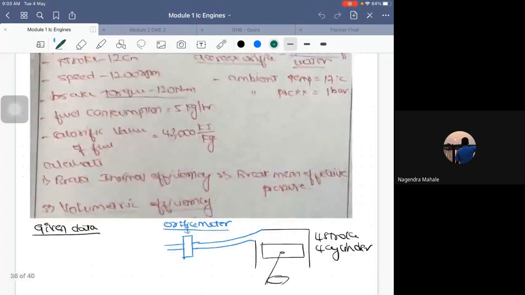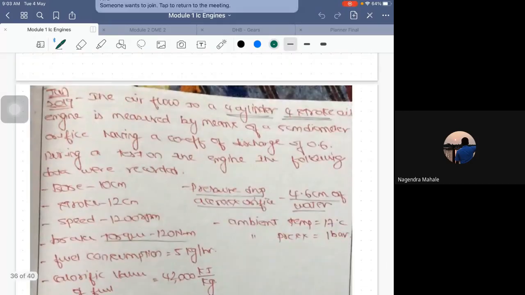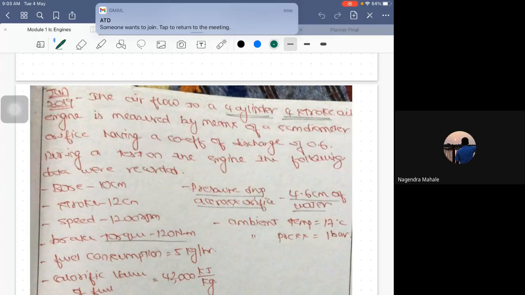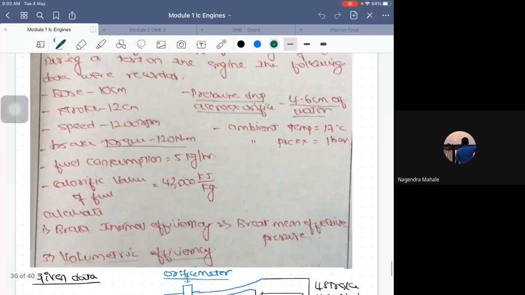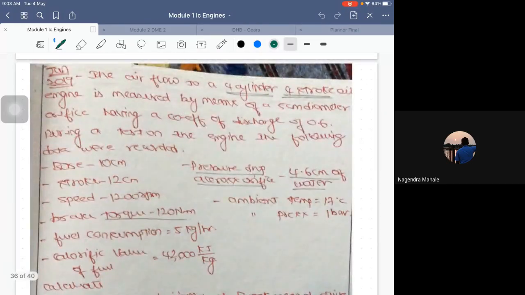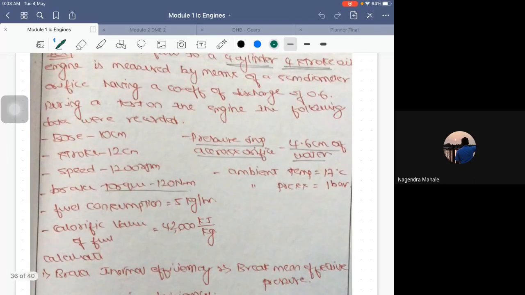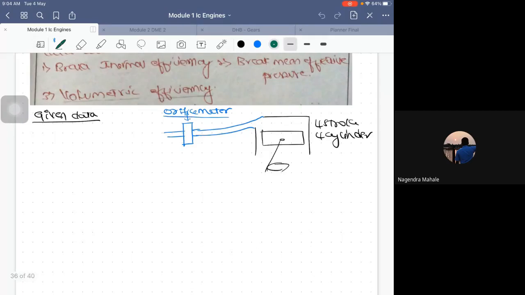Let us see what the parameters given for this are. Next, the airflow for a four-cylinder, four-stroke oil engine. We would just write four-stroke, four-cylinder. We have already written it, that's fine. Next, by means of a 5 cm diameter orifice. So the diameter of the orifice is given as 5 cm. So I would just write that. The diameter of the orifice, just write D here and write 5 cm.